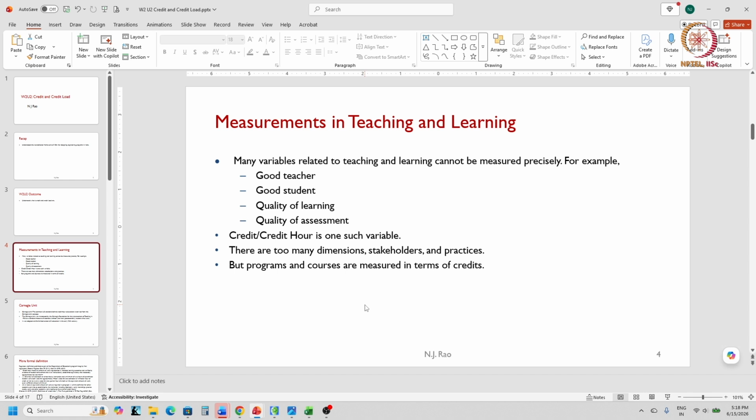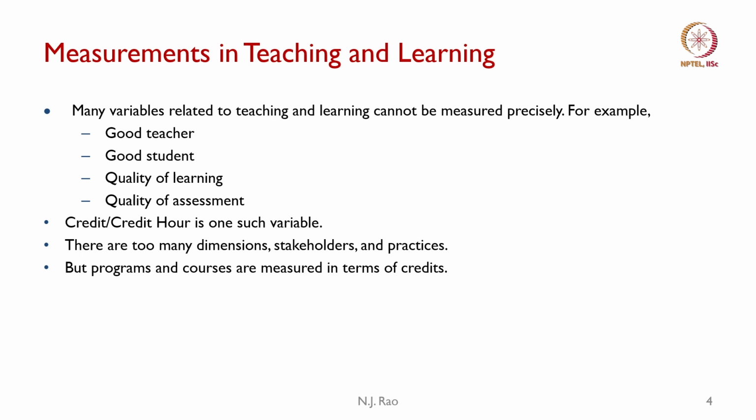If you look at any aspect of teaching and measurement of teaching and learning, you always have a problem. There are so many variables related to that, you cannot measure anything precisely. For example, whom do you call a good teacher? How do you measure? Whom do you call a good student? For example, good student means whoever has got the maximum percentage marks in that. Is he really the good student?